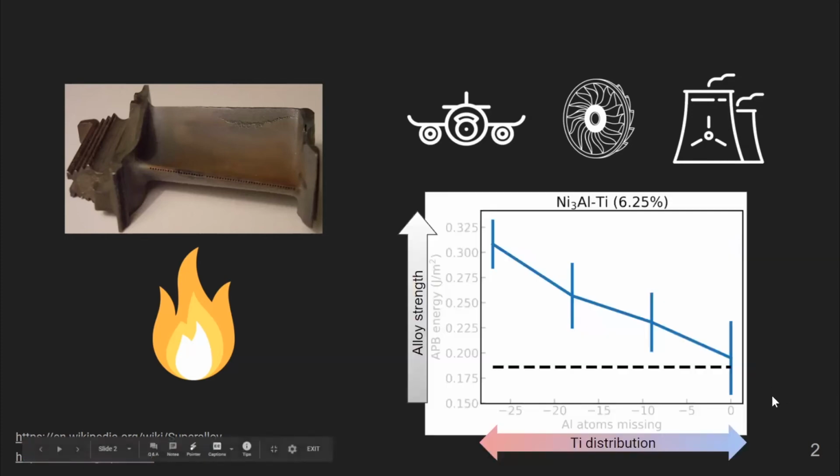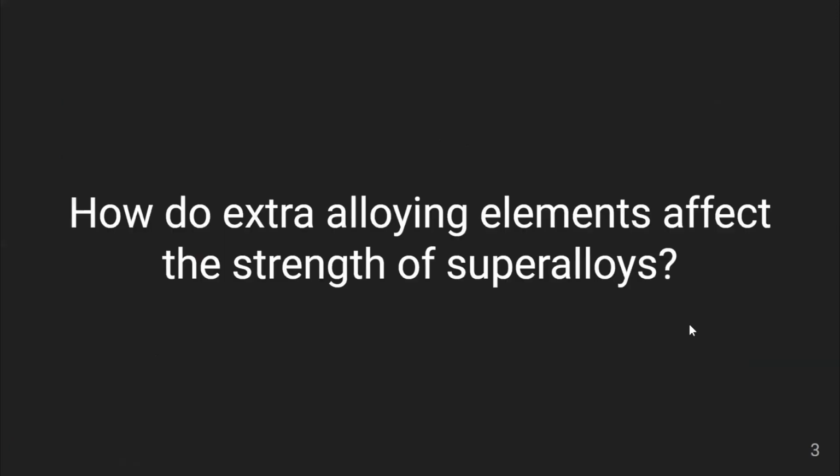Furthermore, these properties are strongly dependent on the chemistry. For example, if we add some titanium atoms into a superalloy, depending on where those titanium atoms go, it can greatly affect the strength of the superalloy. And so this leads us to our central question, and that is, how do extra alloying elements affect the strength of superalloys?